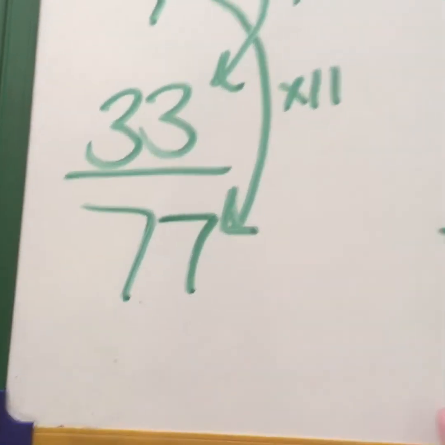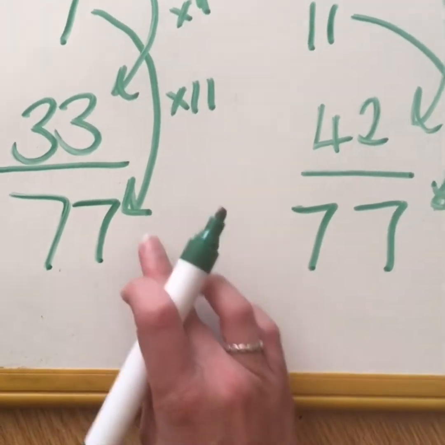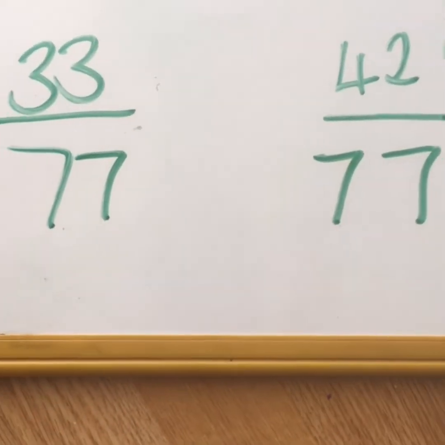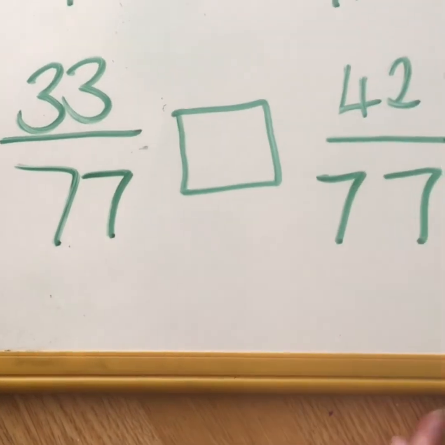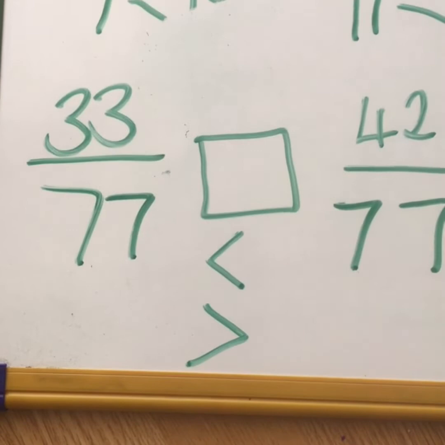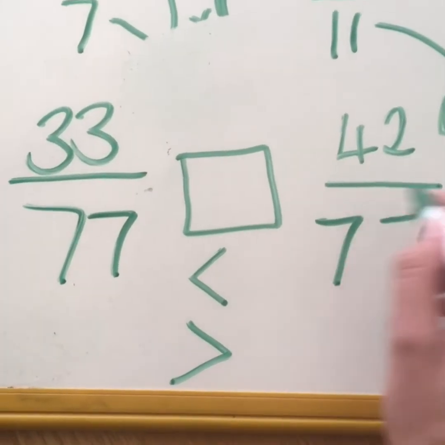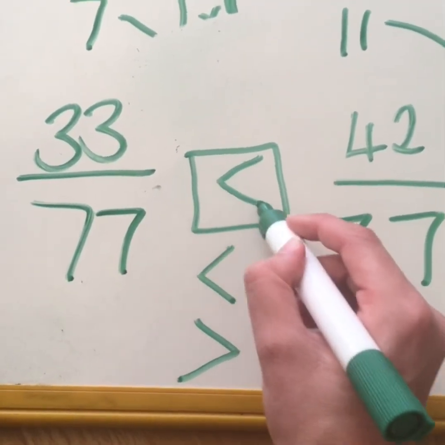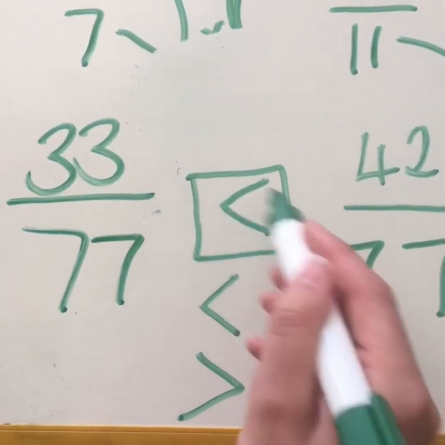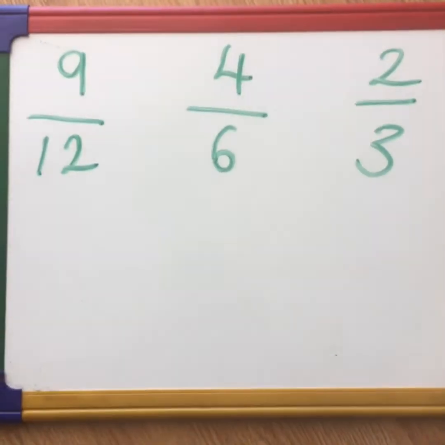So if these are my two fractions, which one is bigger? Hopefully you can tell me that it's this one. Now, if I wanted you to put a more than or less than sign here in a box, which way round would it go? Would it go this way or would it go this way? Well, the crocodile always eats the biggest number. This is the biggest number, so the crocodile's mouth is snapping that way to eat the biggest one. So you should have done this sign here to show that 33/77 is less than 42/77.